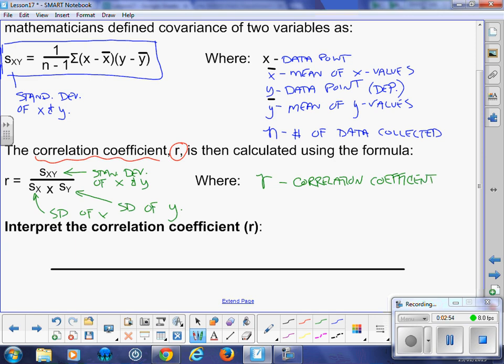Again, the reason I don't have you actually using these formulas by hand is that in this course I want you to be able to interpret the results in the data. I'm not worried about the actual process of calculating everything. I'm worried about you being able to tell me the significance of the value that we get.